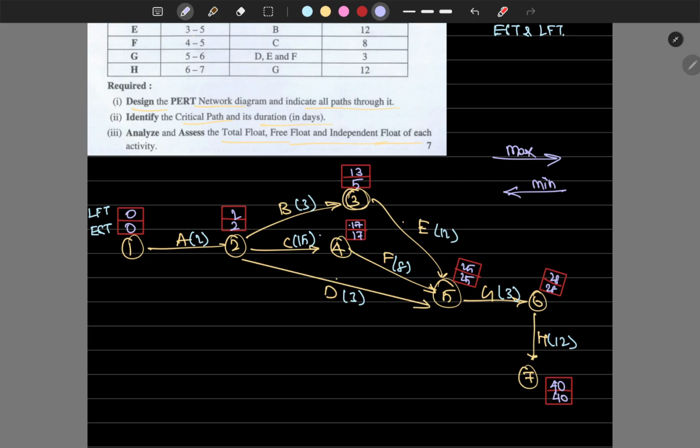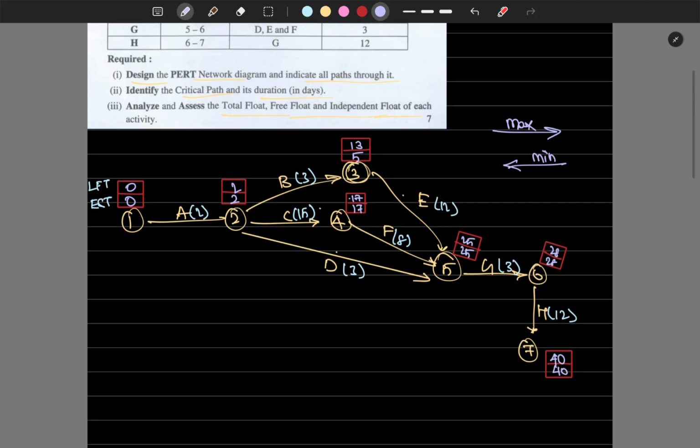So we have found the latest finish time and the earliest start time of all the nodes. You can check. You have to draw the line where both the LFT and EST are same. See, here it is same. In this path it is same. In this path it is same. In this path it is same. In this path it is same.